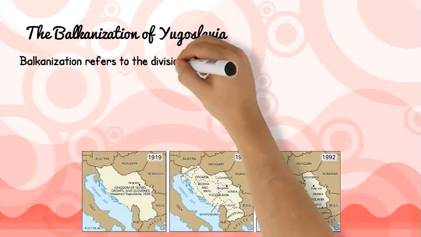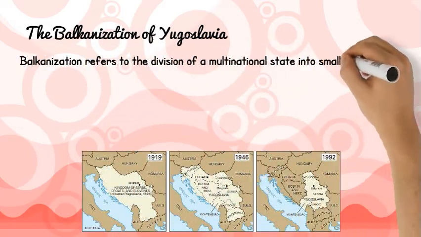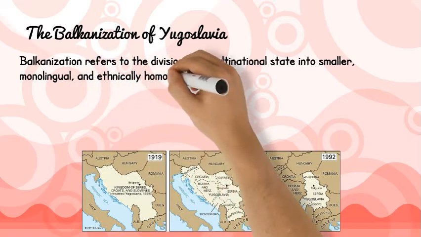Balkanization refers to the division of a multinational state into smaller, ethnically homogeneous states.